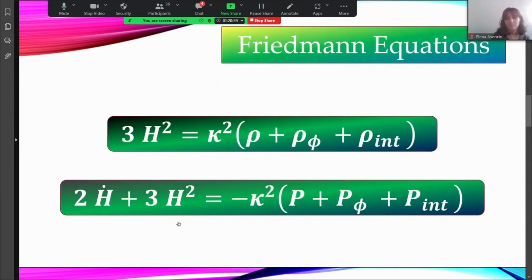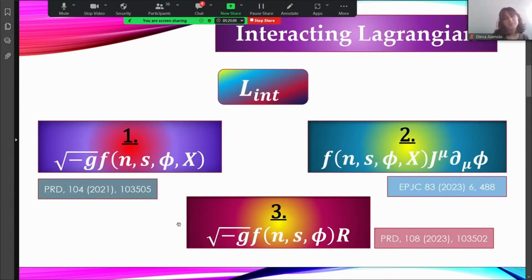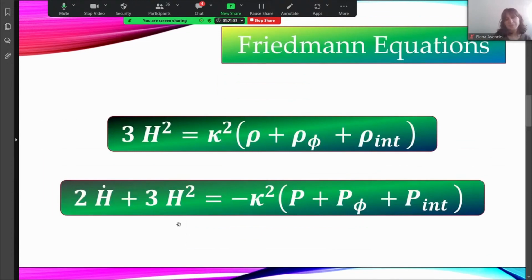So we have seen what could be the effect of this L interaction in our system. Then we can see that the Friedmann equation changes because of some additional term, which is rho interaction, as well as the second Friedmann equation changes because of this P interaction. So we have this rho for the dark matter fluid, rho phi for the K-essence field, as well as the interaction term that is coming from this L interaction.